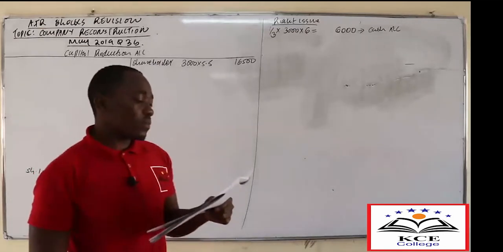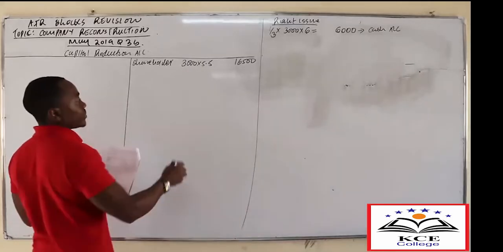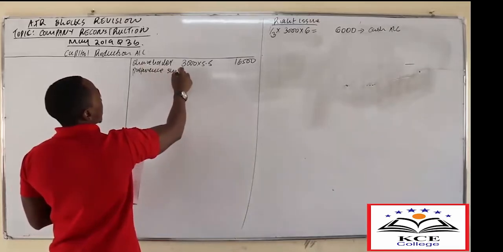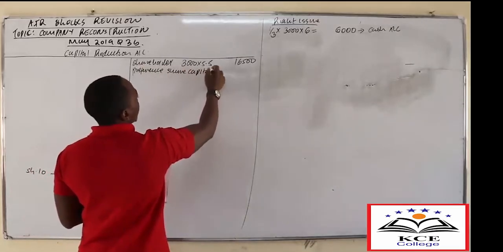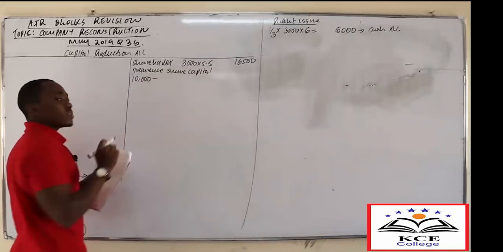Preference share capital was how much? Was it 10,000? Now they sacrificed their wealth. Now let's be here. Preference share capital. It was how much? They had 10,000. This 10,000 is to be exchanged.